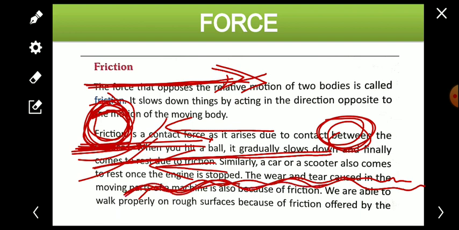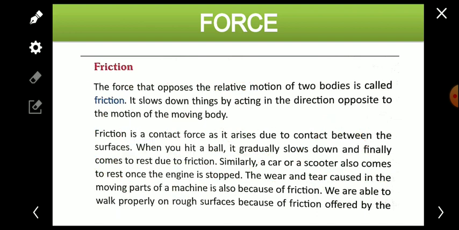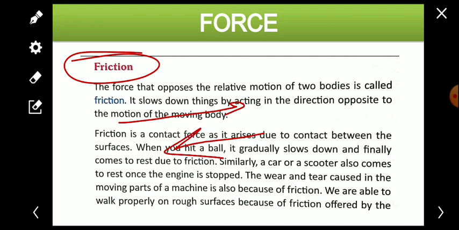It is because of the roughness of the surface. When the ball rolls on this surface, the roughness applies force on the ball in the opposite direction. It slows down the ball, and this force which is applied in the opposite direction of the motion is known as friction. It occurs when the bodies are in contact, and it always acts in the opposite direction of the motion. If the ball is moving in this direction, then friction will be acting in this direction.